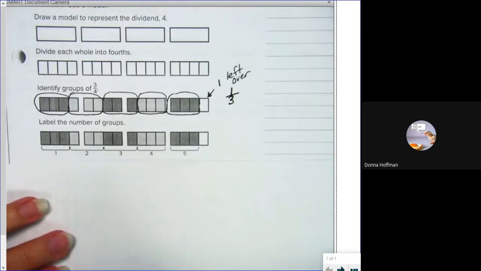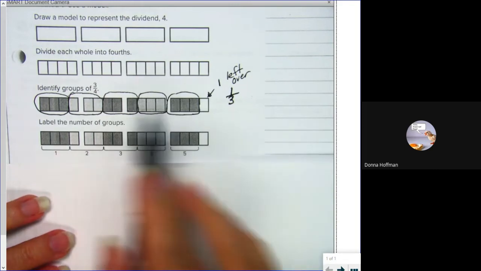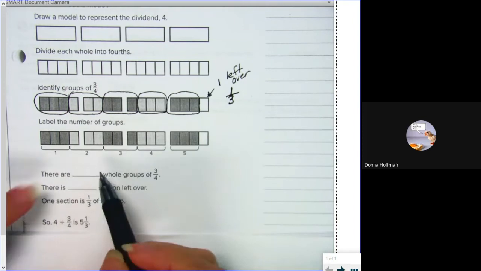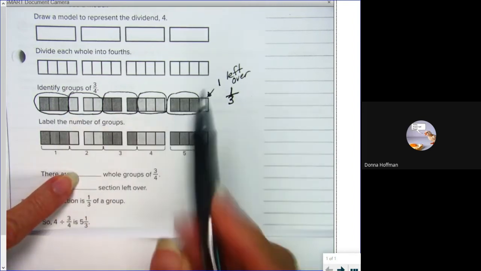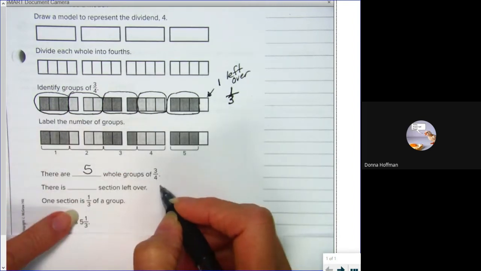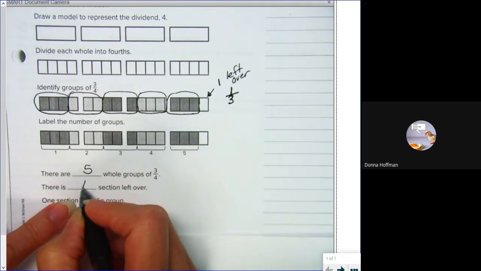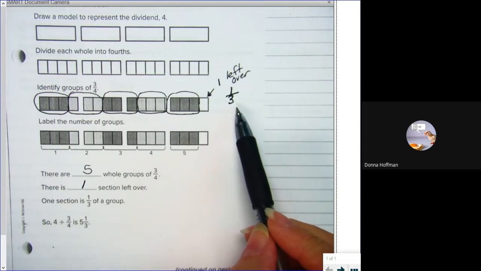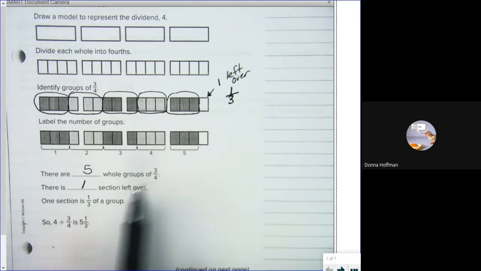And just below this in the book, they have all of this labeled, your groups. We did that by circling and talking through it. So there are how many whole groups? 1, 2, 3, 4, 5 whole groups of the 3 that I gathered. And then there is 1 section left over. So I already explained how the denominator changed to 3 because there's 1 section left over when I was grouping them up into groups of 3. Okay, so the answer is going to be 5 whole groups and 1/3 left over.